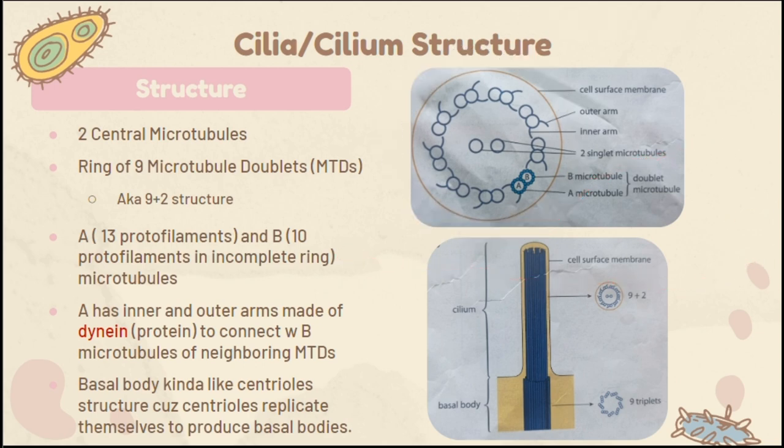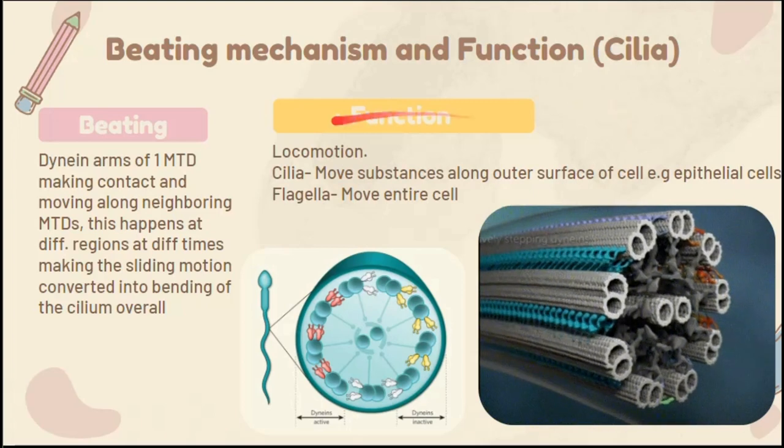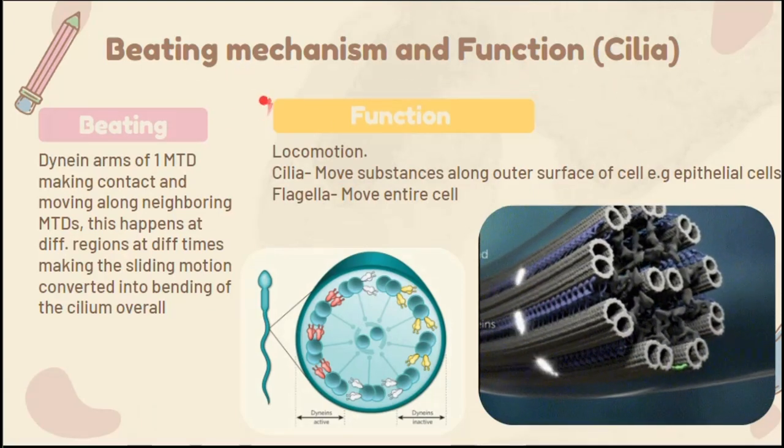The basal bodies has the same structure as centrioles because these centrioles actually replicate themselves to produce the basal bodies, and the cilia and flagella grow from these basal bodies. Structure down, we can now talk about the beating. No, not the kind you get from your parents. The beating mechanism of cilia and flagella to cause locomotion.